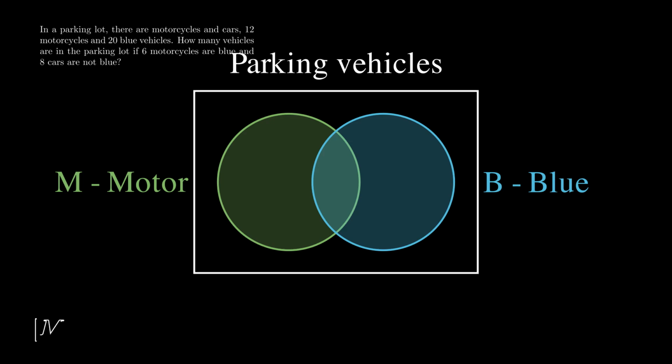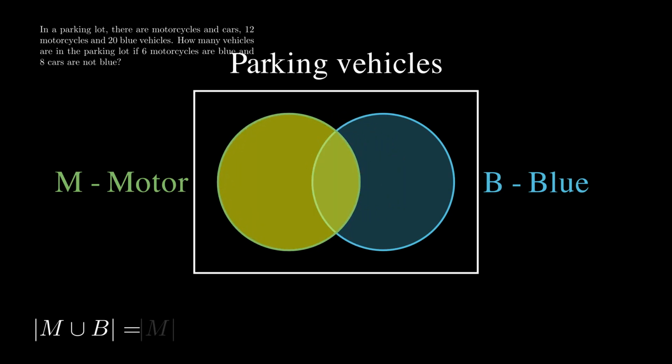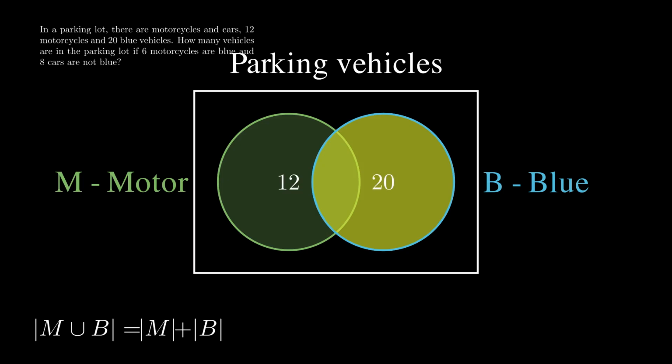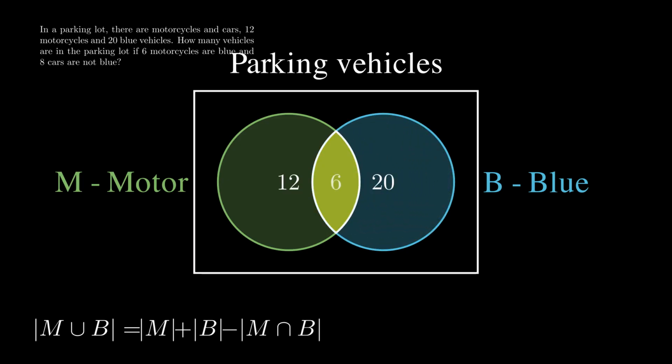We know that there are 12 motorcycles, which is the number of elements in the motorcycle set. In the other set, there are a total of 20 vehicles. The intersection contains 6 blue motorcycles. These were counted twice, once in the blue set and once in the motorcycle set. So, we need to subtract 6 once. Thus, there are 26 blue vehicles and motorcycles in the parking lot and 8 cars that are not blue. In total, there are 34 vehicles in the parking lot.